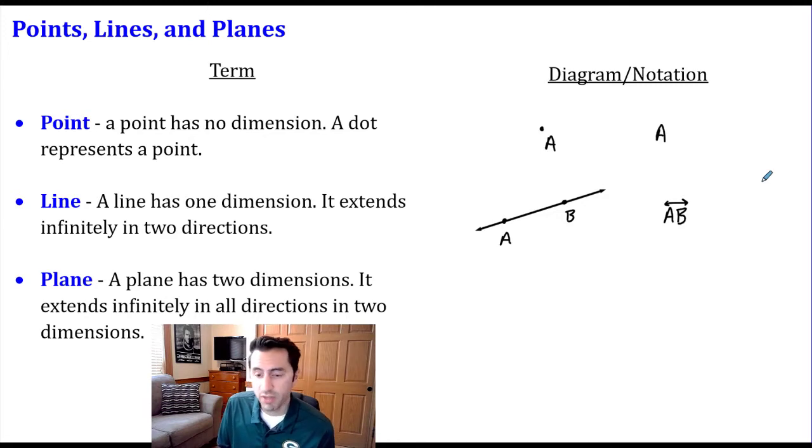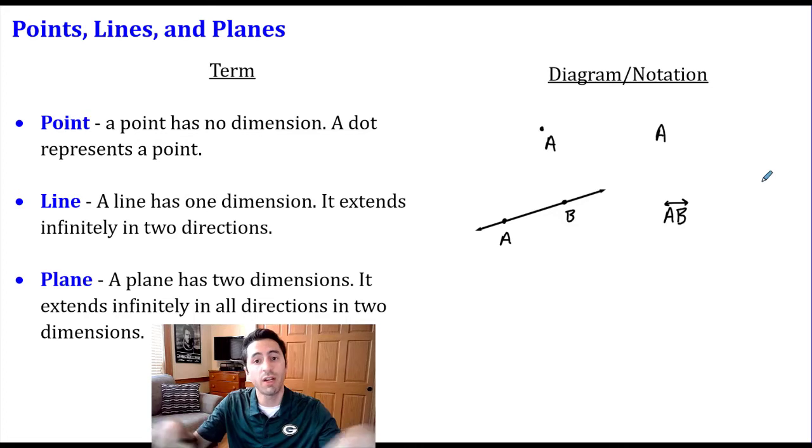And the last undefined term is a plane. Again, going one step further, a plane has two dimensions. It extends infinitely in all directions in two dimensions. So imagine a flat surface that extends forever in all directions in two dimensions.